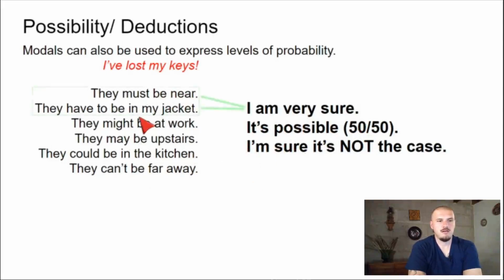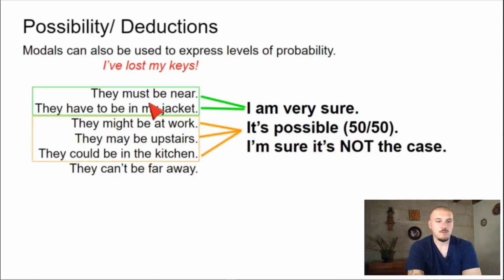So they must be near, and they have to be in my jacket. I'm very sure, okay? Deben estar cerca. Tienen que estar en... Estoy diciendo que hay una alta posibilidad. Estoy muy seguro, right? I'm saying there's a high possibility that I'm very sure. They might be at work. They may be upstairs. They could be in the kitchen. These are all 50-50. It's possible, okay? Might and may and could in this context of deductions or possibility all are the same. It's 50-50. And then they can't be far away. Estoy seguro que no están lejos, ¿no? They can't be, no pueden.